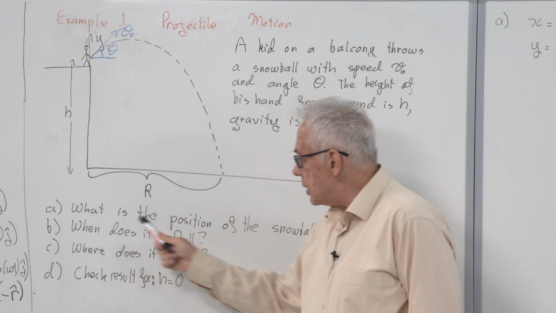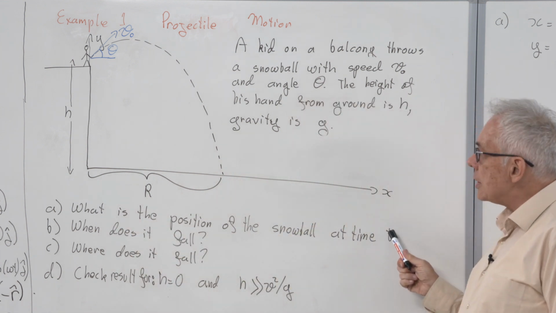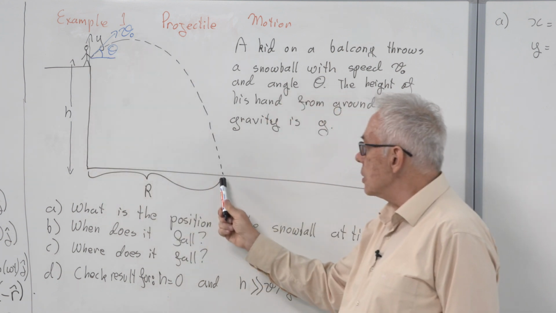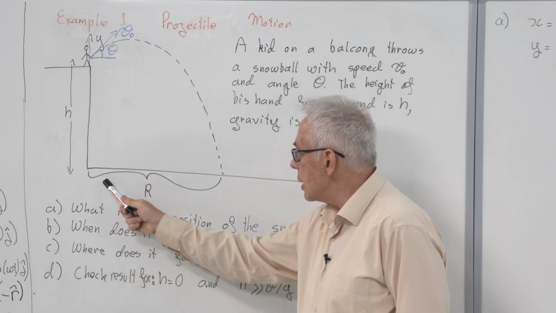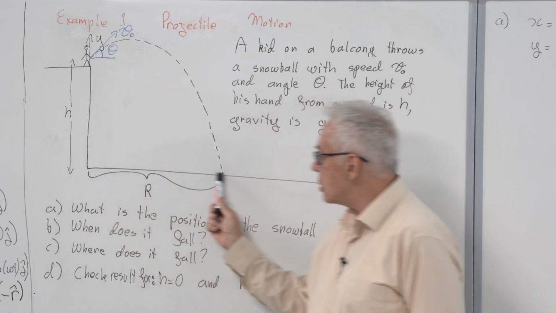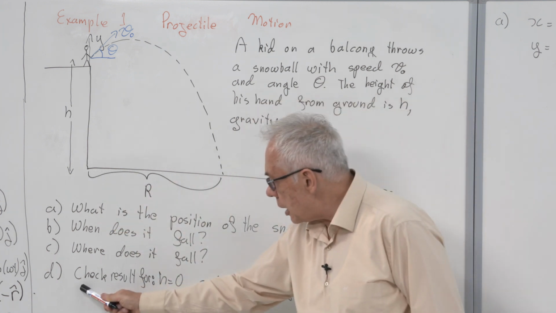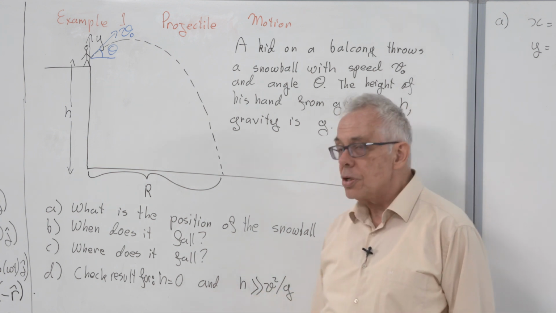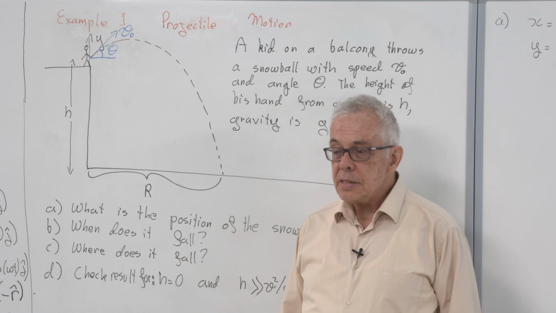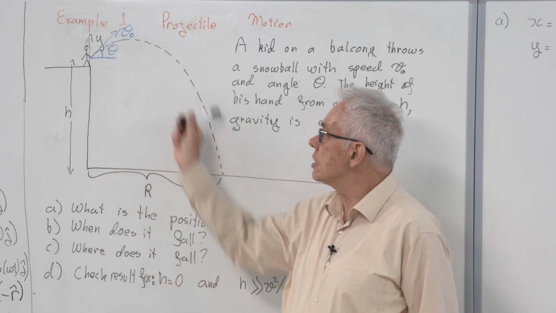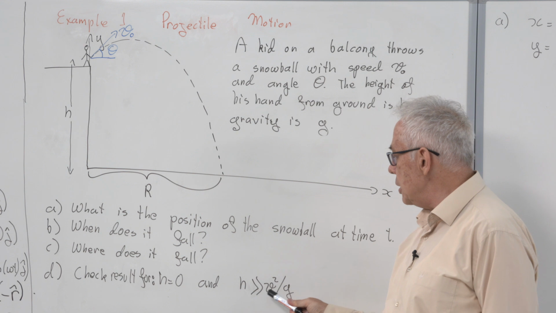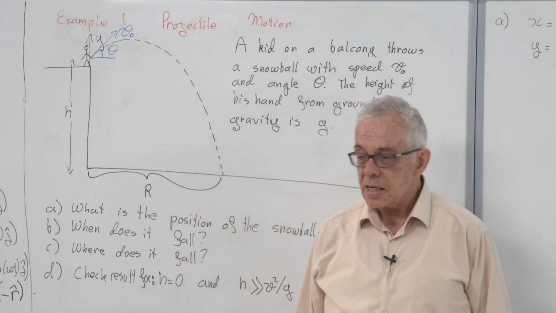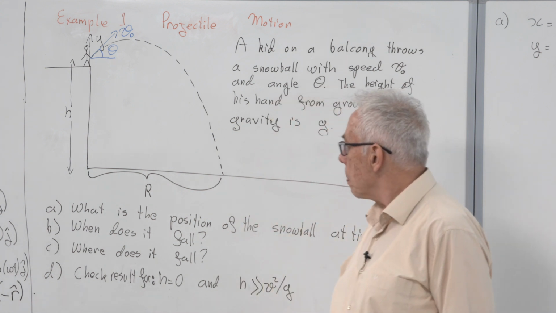We want to find the position of the snowball at any given time t. And when does it fall? Where does it fall? What is the range of the snowball? And we want to check our results for the two cases where h is 0, that is, he is throwing this on flat ground, and h is very large, v squared over 2g, he is on the top floor of a skyscraper.